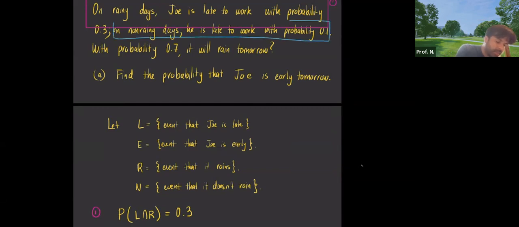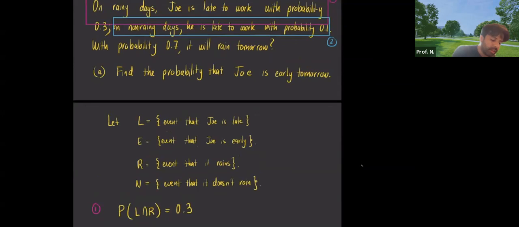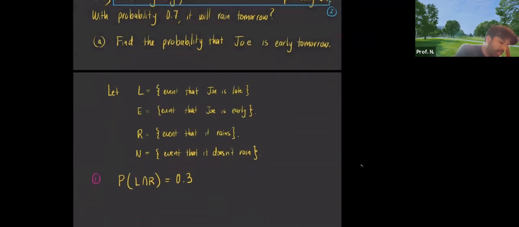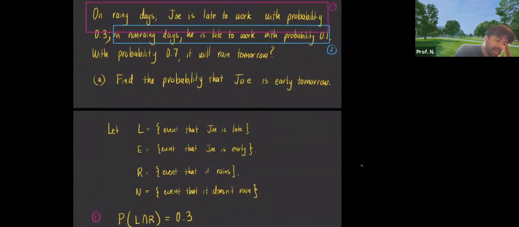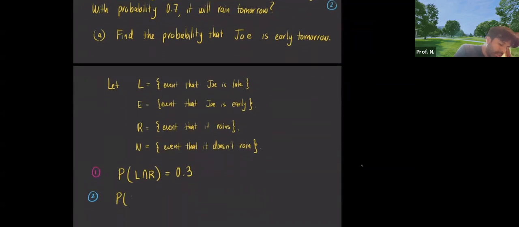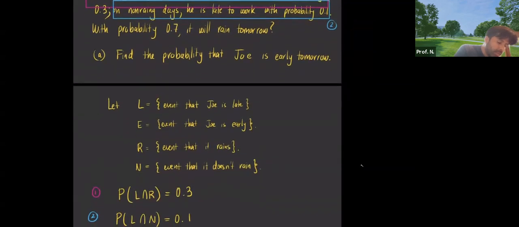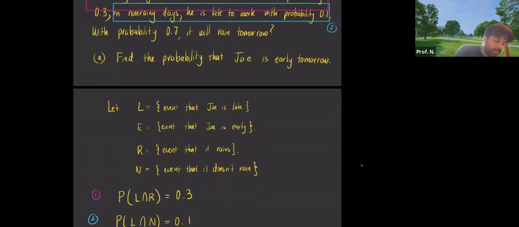So this number here, number 2. So he's late to work. And L, right? So the probability that he's late to work, non-rainy days, is 0.1. And then with probability 0.7, it will rain tomorrow.